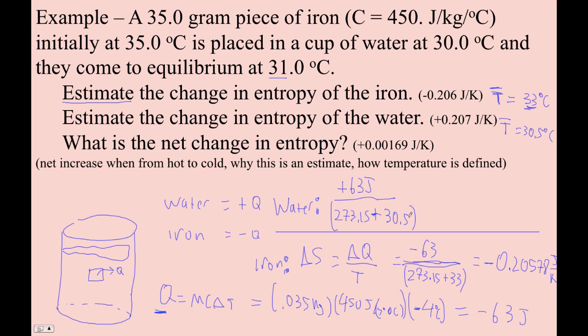All right, so 63 divided by parentheses 273.15 plus 30.5. And I get that is positive 0.2074757. Now, notice that the cooler reservoir, the water, had a lower temperature on average. So therefore, since you're dividing by temperature, the change in entropy for the water was higher than the change in entropy for the iron. So it's not true that parts of a system have to increase their entropy.